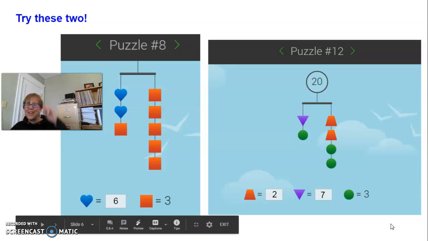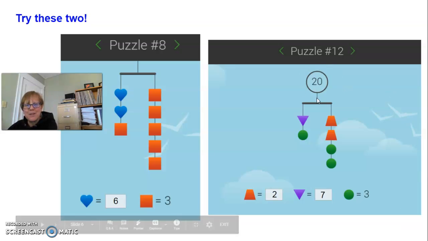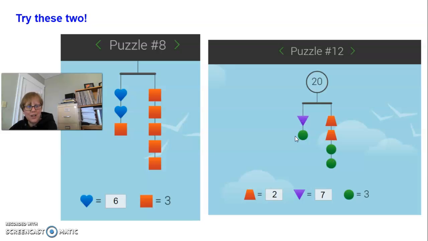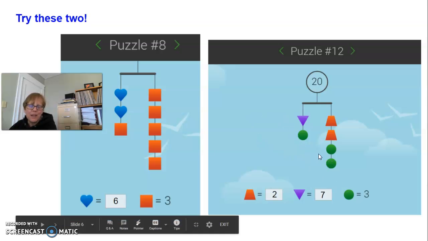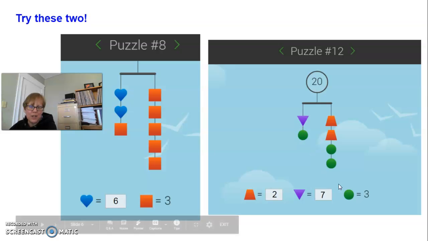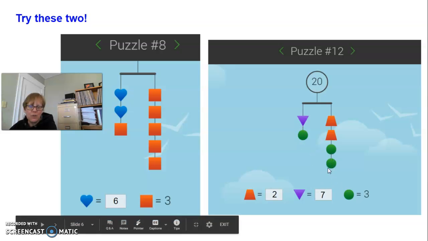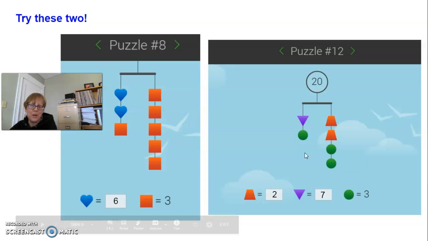All right, here are the answers. I hope you figured this one out. I didn't tell you because I wanted to see if you could figure this out on your own. 20 means this is the amount of weight that this whole thing is carrying, so each side is worth 10. So then the circle and the triangle together equal 10. And then 2 of the circles and 2 of the trapezoids also equal 10.